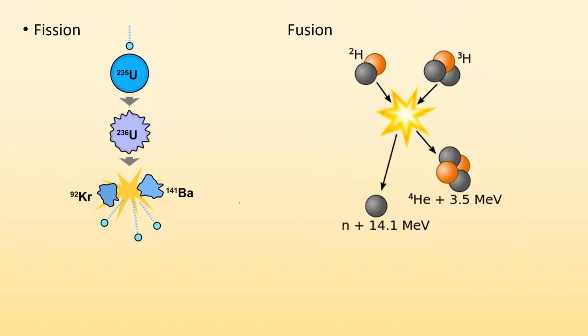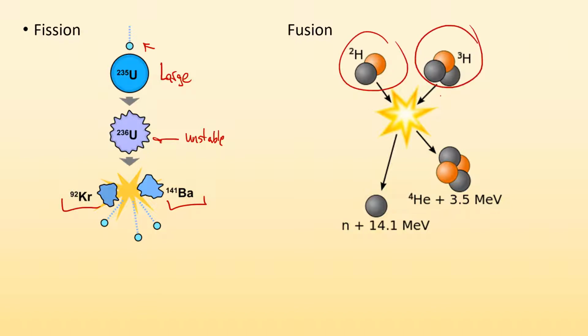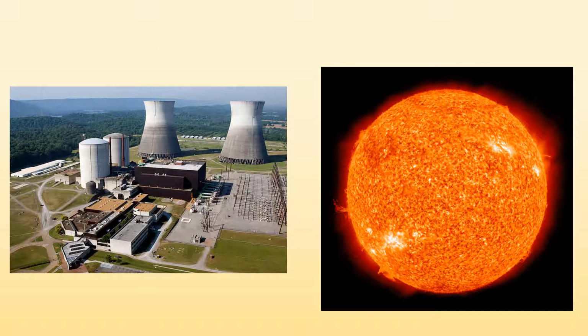Again, a closer look at these images: you can see a large nucleus being hit by a small particle, which is causing it to become unstable. And then it splits into two different nuclei. Whereas fusion is the opposite. We start with two nuclei and they come together to make one bigger nucleus, and sometimes a neutron or some other particle is also given off.